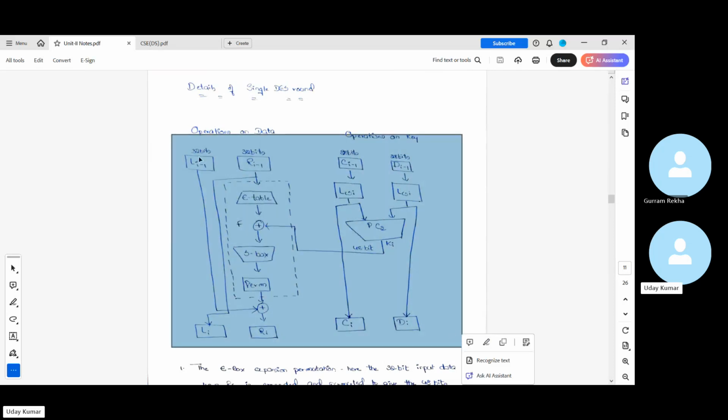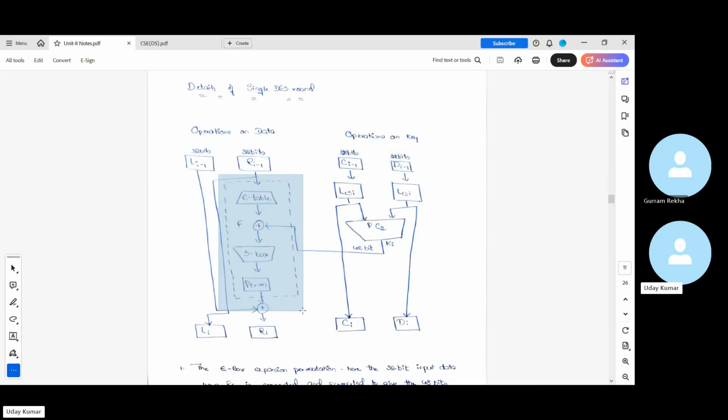So plain text is 32 bits, 32 bits, students. This is the left half, this is the right half. Only this right half is sent to the F box here. In the F box, you have the S boxes and P boxes. Now first, this 32 bits is sent to the E table, students, right? This E table transforms this 32 bits to 48 bits here.